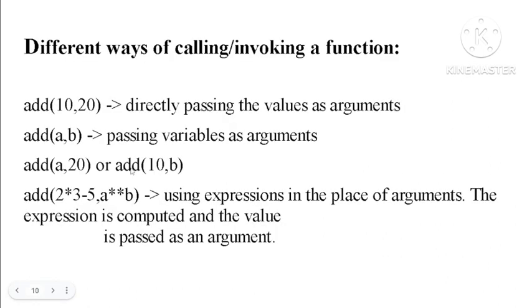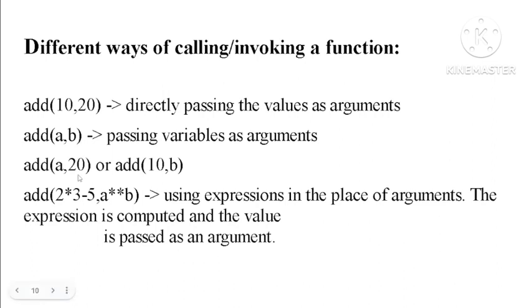Now, what are the different ways of calling a function? We just saw some examples where first I gave add of 10 comma 20. So you have the provision of directly passing the value as an argument. So 10 will be passed to the first variable and 20 will be passed to the second variable, and the function will get executed. Sometimes you may get a, b values from the user. You can give an input statement and receive values from the user. In that case, you can pass the variables as arguments.